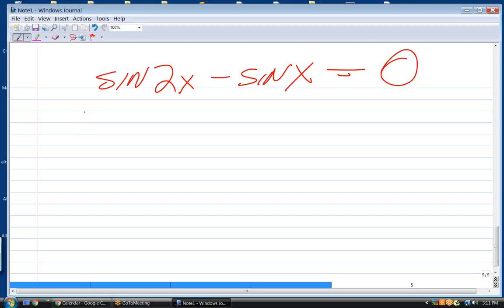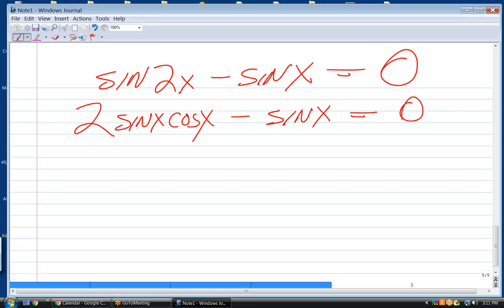Let me think. Sine 2x. This is the easiest one. Always starts with 2. I remember doing this, but I completely lost my train of thought at the moment. That's what sine of 2 theta is. Okay. Now you'll notice we can factor out something, and after we do, we're going to have the product of two things equals 0, which is exactly what we need in order to solve it. So what can I factor out? Sine. What's left over?